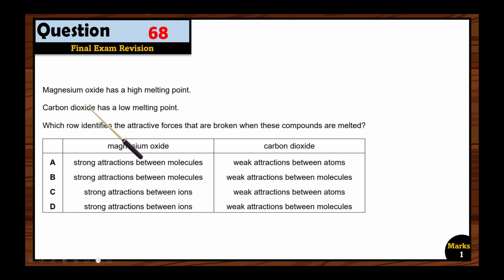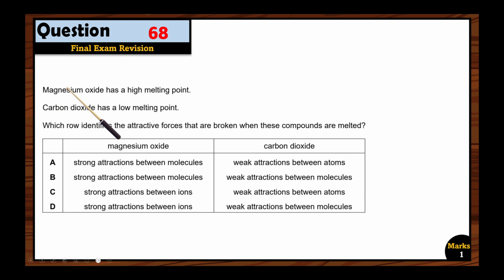Oxygen is a non-metal. Non-metal with non-metal always makes covalent compounds or covalent molecules. So one is ionic, one is covalent. Now let's see which row identifies the attractive forces that are broken when these compounds are melted. So now you are melting magnesium oxide. Which attractive forces are broken here?